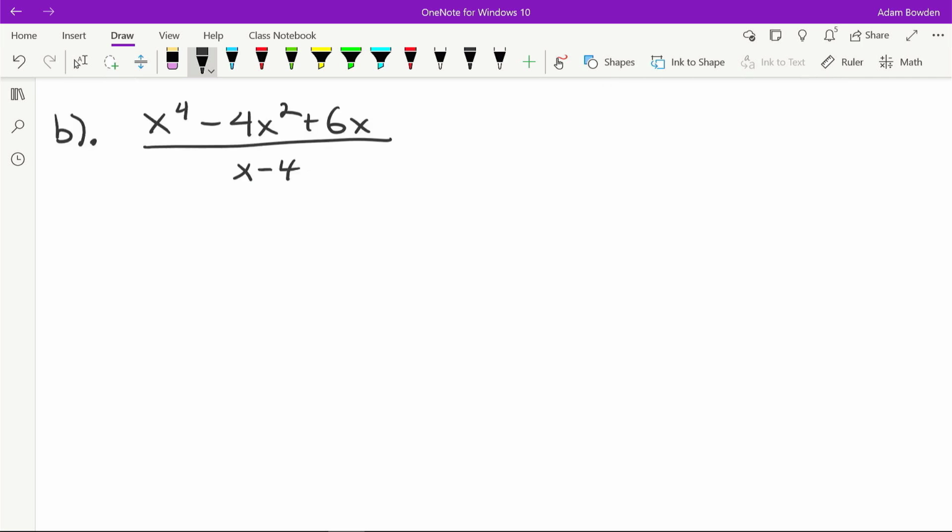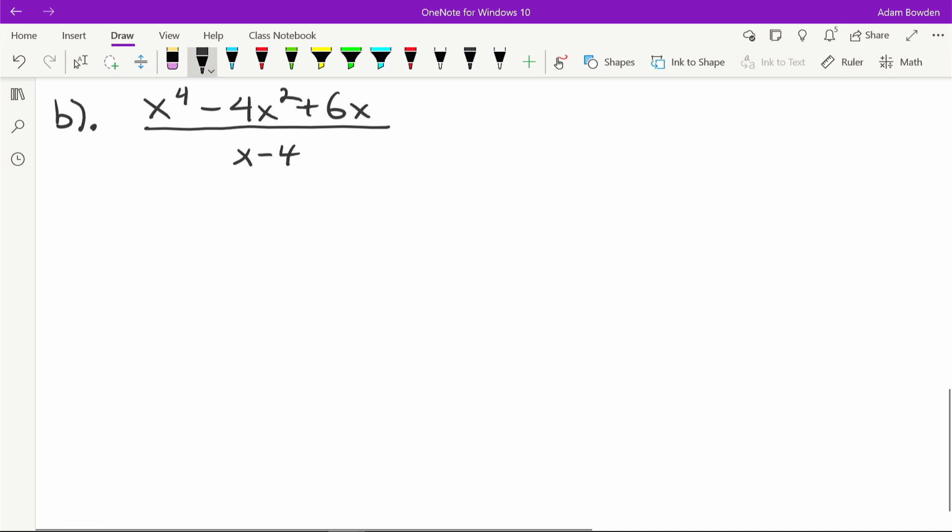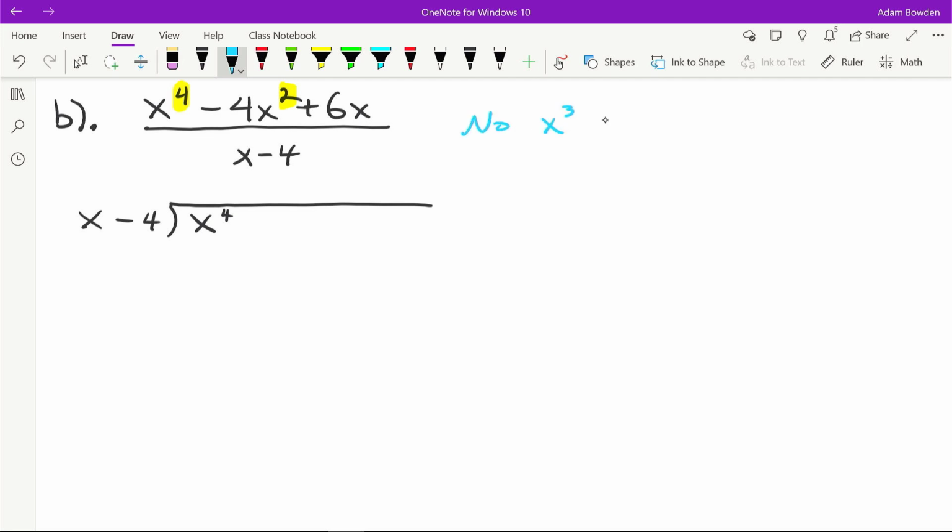Here we're looking at x to the fourth minus 4x squared plus 6x all over x minus 4. Okay, and we're going to do the long division process for this. Let's start out with our divisor, x minus 4, divided into everything on top, which starts with x to the fourth. But before I go any further, I want to point out how there's an x to the fourth and there's an x squared, but there's no x to the third term.